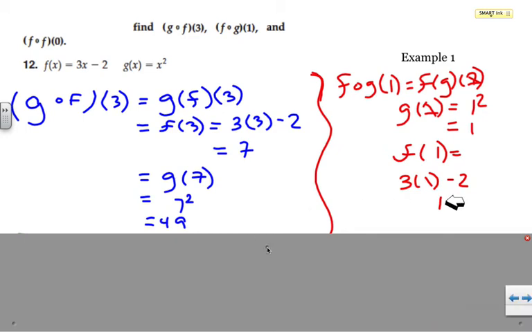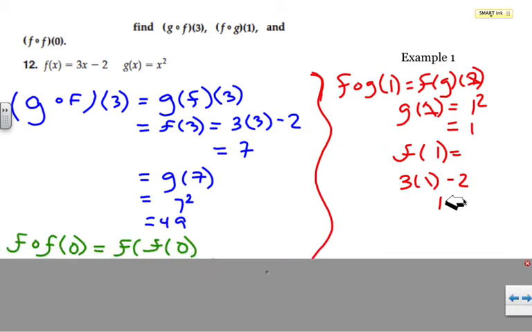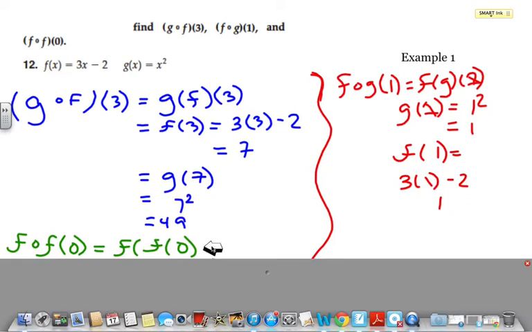Now those ones are usually fairly easy for people to do. But what happens if you're doing the function of itself? So we're just going to function it twice.